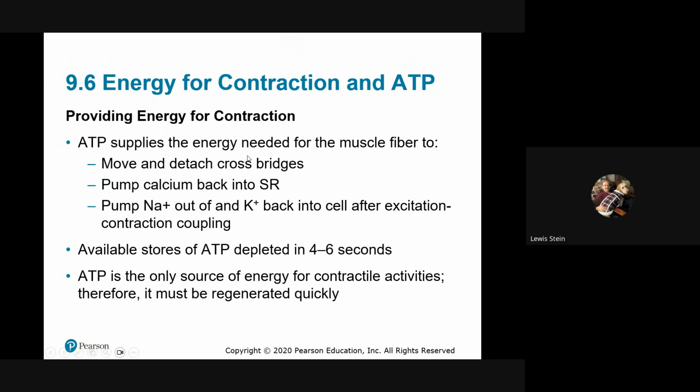ATP supplies the energy needed for the muscle fiber. We know about this: move and detach, pump the sarcoplasmic reticulum, sodium-potassium pumps. We deplete that in 4 to 6 seconds. Most of what you're sitting here doing, moving your fingers to work, looking at your phone, however you're doing it, most of those activities, 4 to 6 seconds is a ton of time. So it's the only source for contractile activity, therefore it must be regenerated quickly.